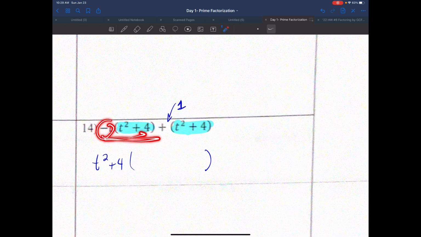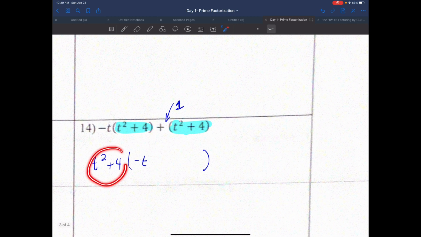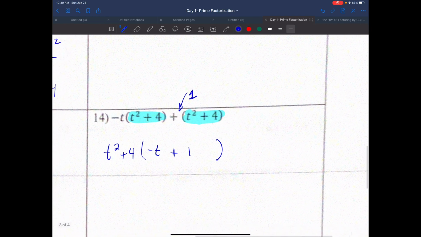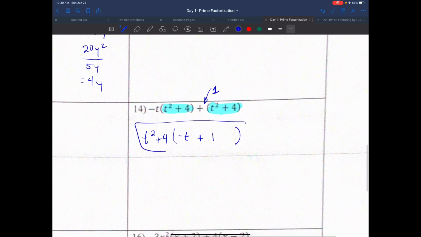Well, there's this negative t here, right? Negative t times the quantity t squared plus 4. So negative t goes right here. And then again, t squared plus 4 times something is going to give me t squared plus 4. And remember that invisible 1, it goes right there. So plus 1. Okay? And that's my answer.